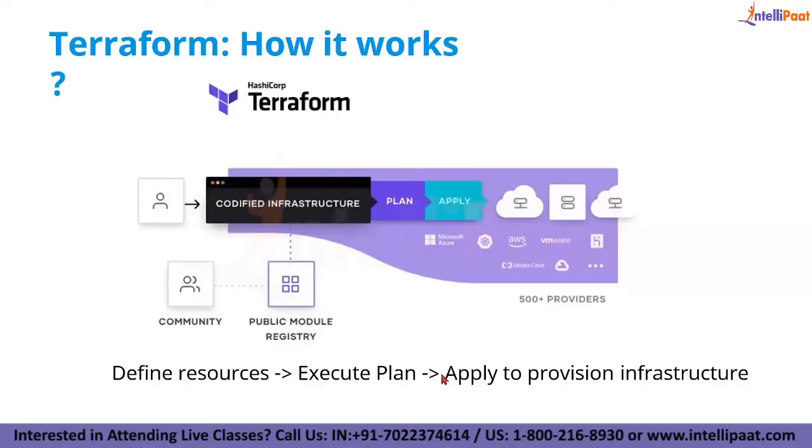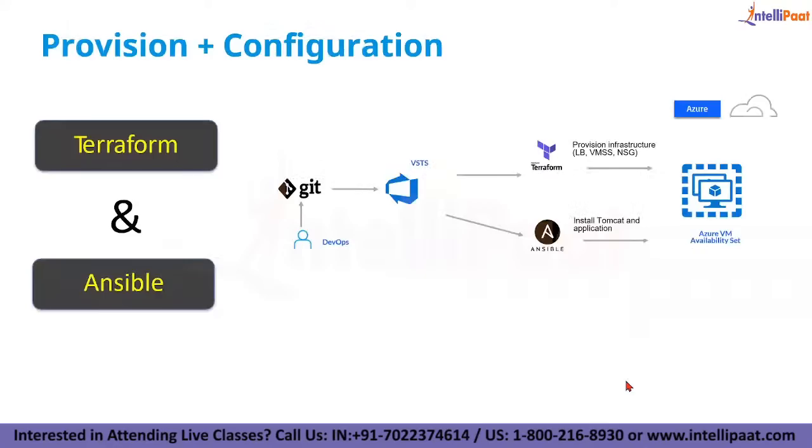So define resources, execute plan, apply to provision infrastructure. So this is the process. And Ansible, I have taken this example to give you the basic brief, and that was already covered a few slides before. So DevOps people are here, and we push the code to Git, and that code goes into Azure DevOps. Azure DevOps then gets to know that Terraform is going to build this NSG, VMSS, or load balancer, virtual machine scale sets. After that, VMSS should have the application installed, Tomcat, and then some kind of code application. That is taken care of by Ansible.